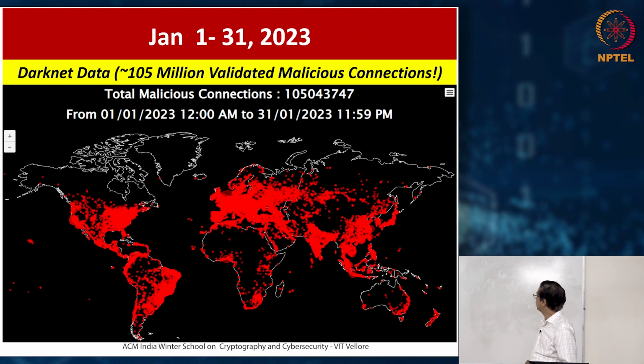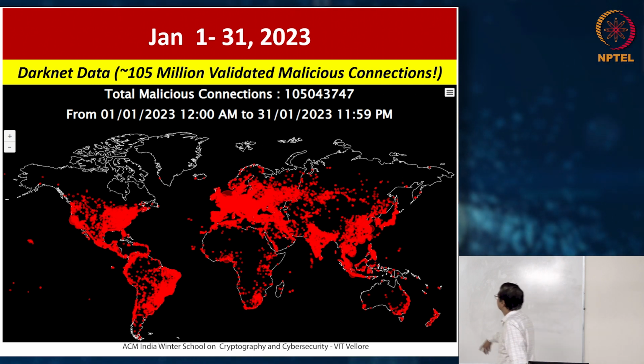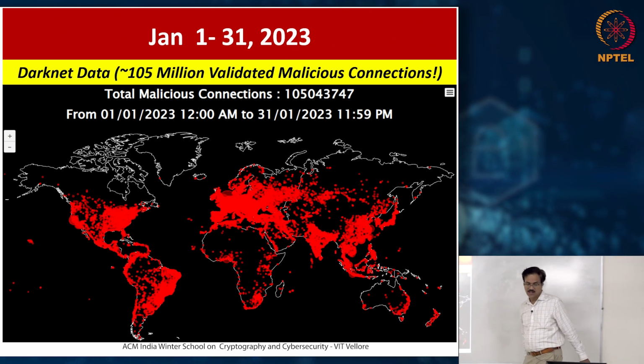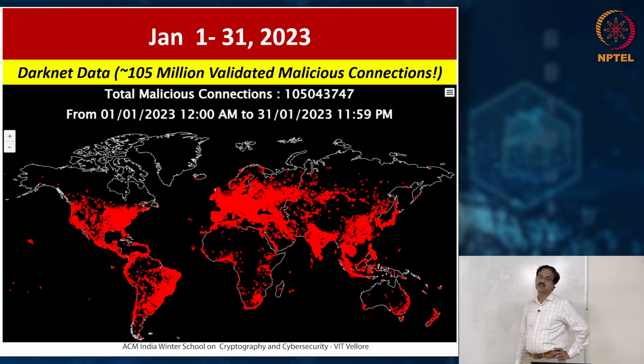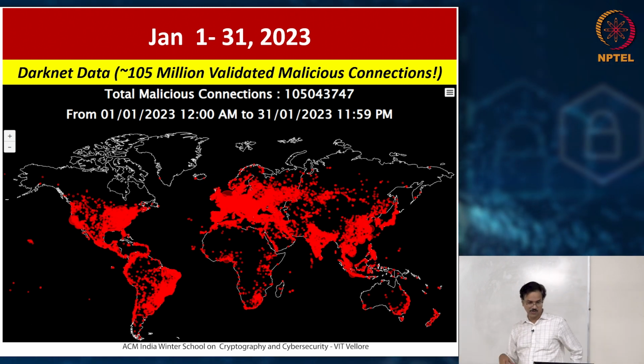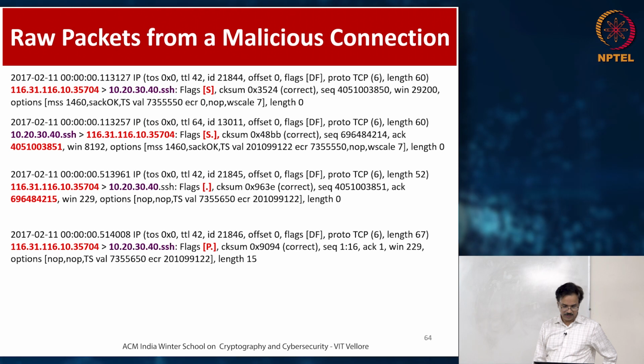If you look at a 1 month period, January 1 to 31, we could see about, I think, 105 million, right? Am I right? Yeah, correct. 105 million source IP address validated connections. That means none of them are spoofed, because we are able to make sure that the IP address is valid. This is the way we designed the responder.